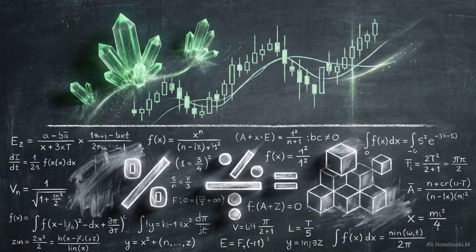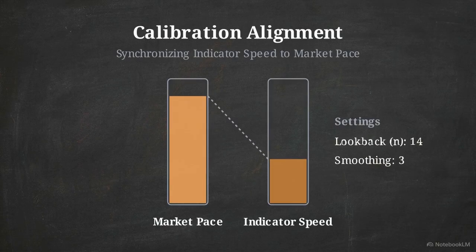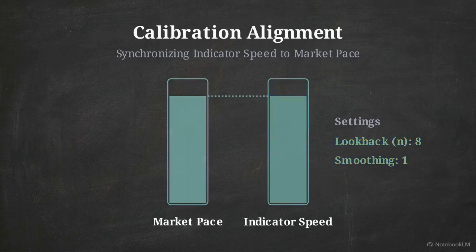Technical indicators are mathematical derivatives of price. Success in a fast-paced market depends on aligning the speed of your calculations with the speed of the price action itself.